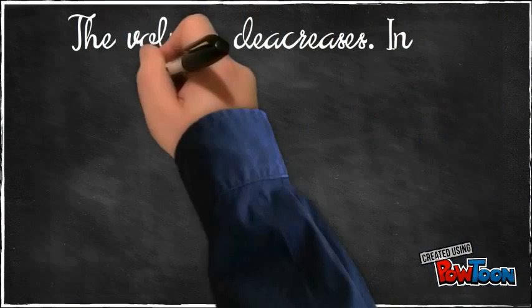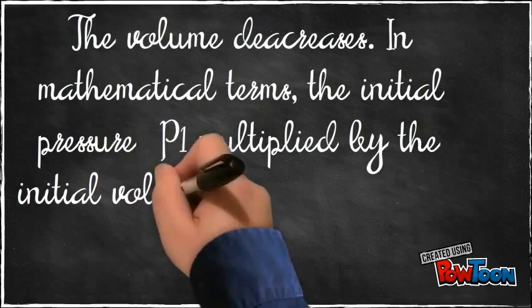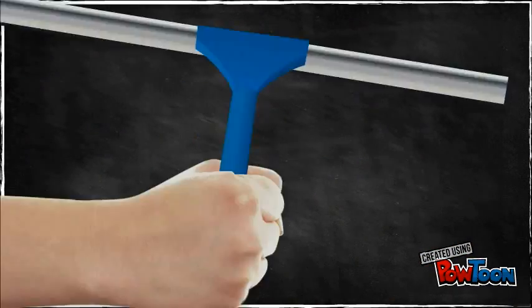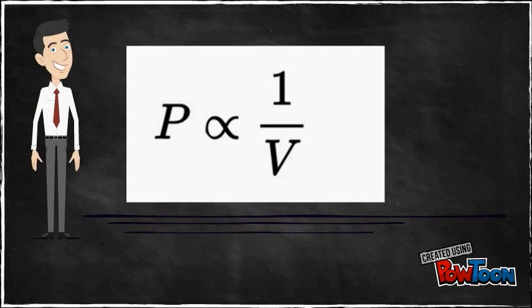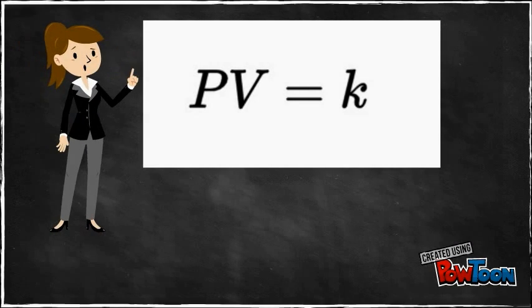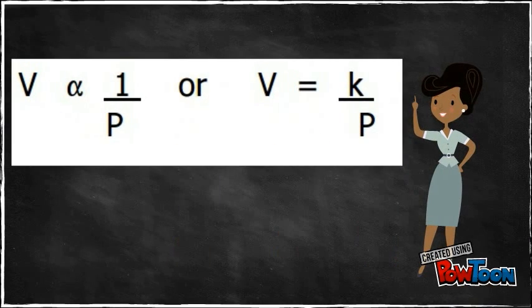The volume decreases. In mathematical terms, the initial pressure P sub 1 multiplied by the initial volume V sub 1 of a gas gives a constant value. The pressure is proportional to 1 over the volume, and you can write this mathematically. The pressure P is equal to some constant of proportionality, which we call K. V is proportional to 1 over P, or V is equal to K over P.